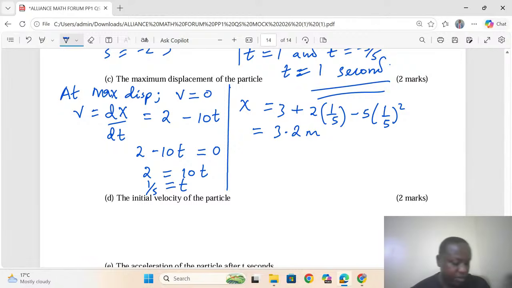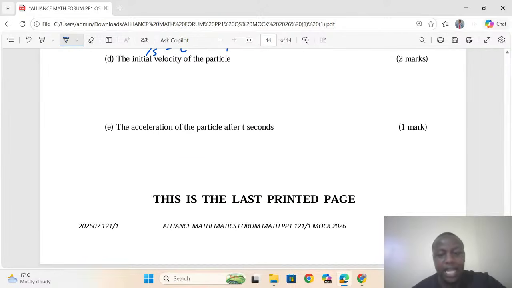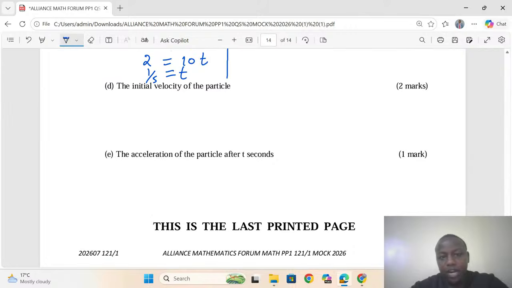Thank you for those who are confirming that the screen and the sound is clear. We are almost winding up, ladies and gentlemen.